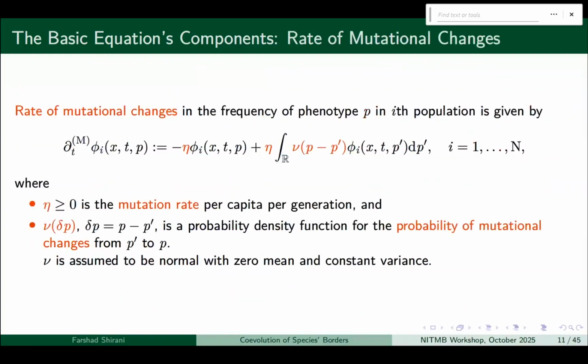And mutation is modeled by this formula. We have a reduction in the frequency of phenotype P because of the mutation from P to other phenotypes, and also an increase in the frequency of phenotype P because of the mutations from other phenotypes to that phenotype. And these mutations are dependent on the distance between the phenotypes.